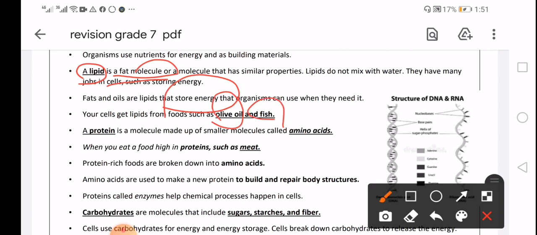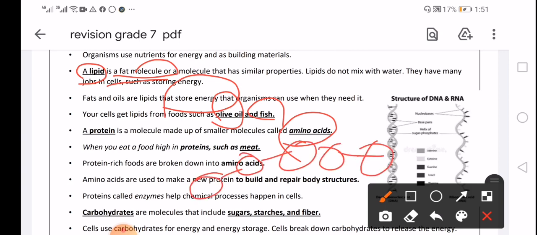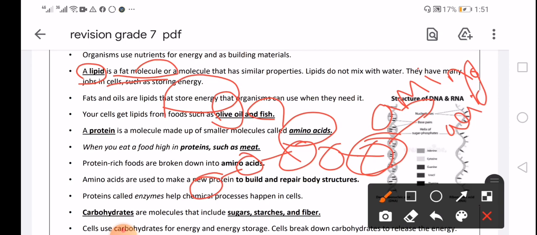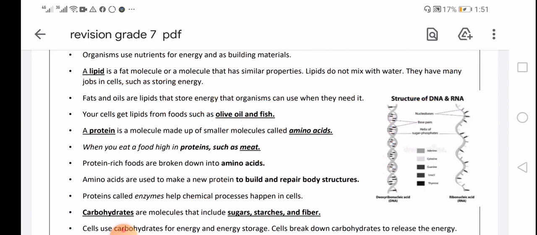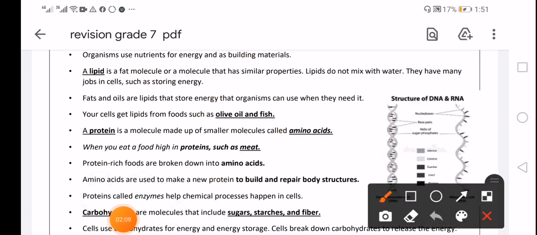Another molecule is proteins. Proteins are molecules made up of smaller molecules called amino acids. Proteins, like meat, are made up of smaller molecules called amino acids. This is an amino acid. What is the importance of protein? A protein is used to build and repair our body structure.